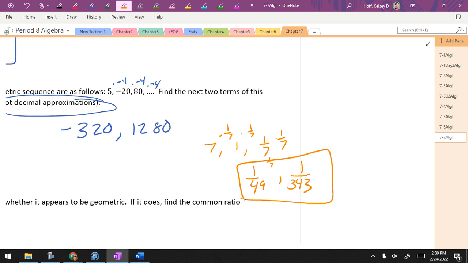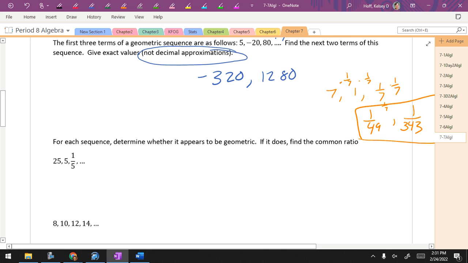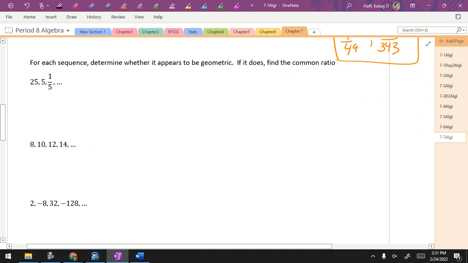Arithmetic sequences, you are adding. Today we're doing geometric, you're multiplying, multiplying, multiplying. For each sequence, determine whether it's geometric. If it is, find the common ratio. 25, 5, 1/5. No? I think I actually made a typo, if I'm being completely honest. I think there's supposed to be a 1 in there. But the way it's written, no, it's not geometric.